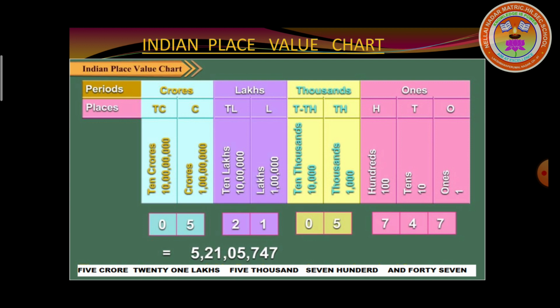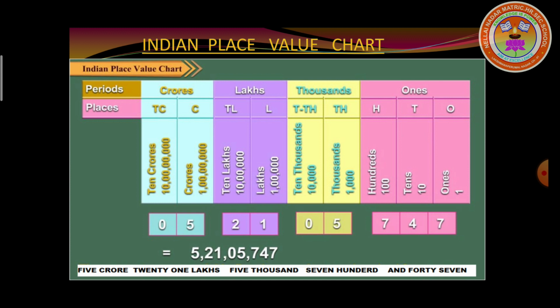So this ones, tens, hundreds belongs to the ones period, that is your pink color box. Next, there are only 2 things, that is 1,000 and 10,000, that is your yellow color box, it belongs to the 1,000 period. Then lakh, 10 lakh, it belongs to the lakhs period. Then crore and 10 crore, it belongs to the crores period. Children, note it down. Except the ones period, all the periods have 2 place values only.